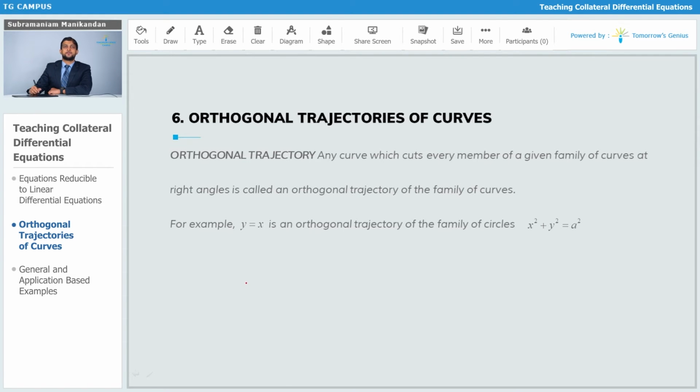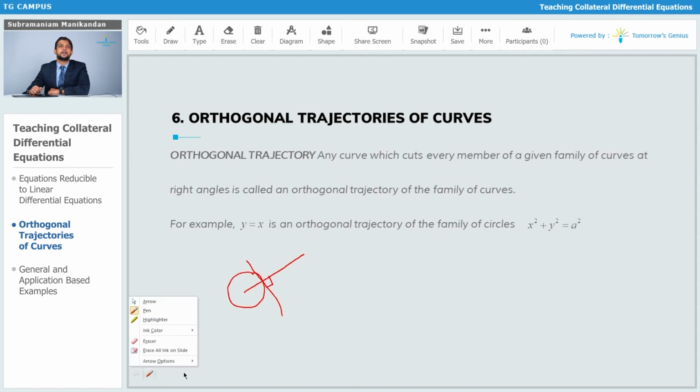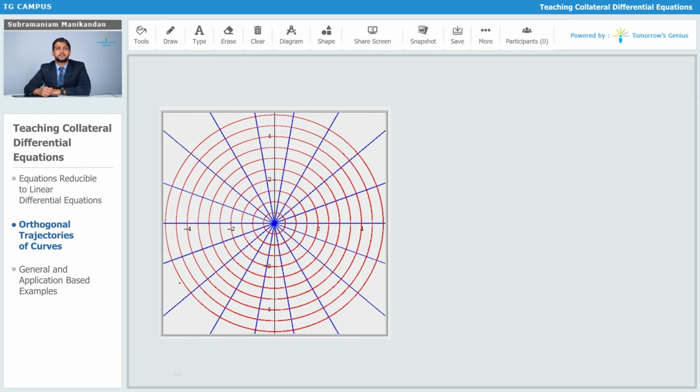So for example, if we have the circle like this and a tangent is drawn to the circle, your orthogonal trajectory would be perpendicular to the circle at the given point. So this is the simple idea behind the orthogonal trajectory of a curve. In fact, not just y equals x, any line which passes through the origin is an orthogonal trajectory of this family of circles.